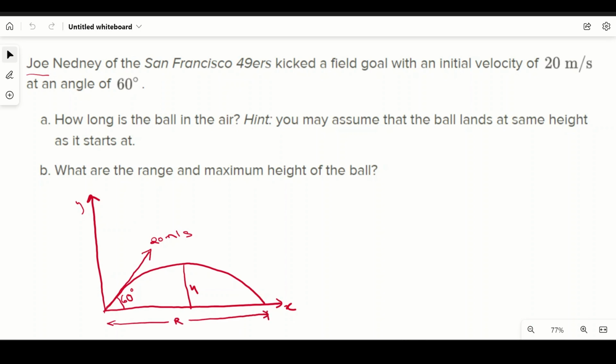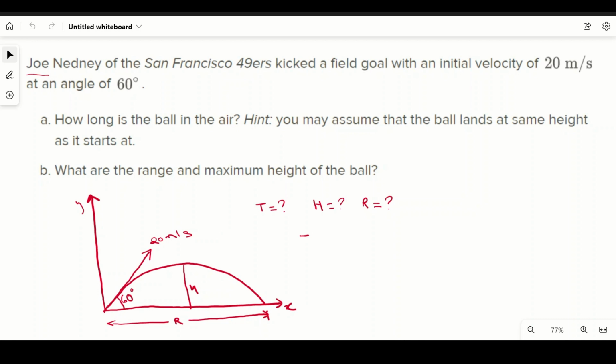We have been asked how long the ball is in the air, which means we have to calculate the total time of flight. T is equal to what? Hint: you may assume that the ball lands at the same height as it starts, so that we can apply the formula easily. And part B is: what are the range and maximum height? So we have to find the total time of flight, maximum height, and range. We have already derived the formulas in our previous video.